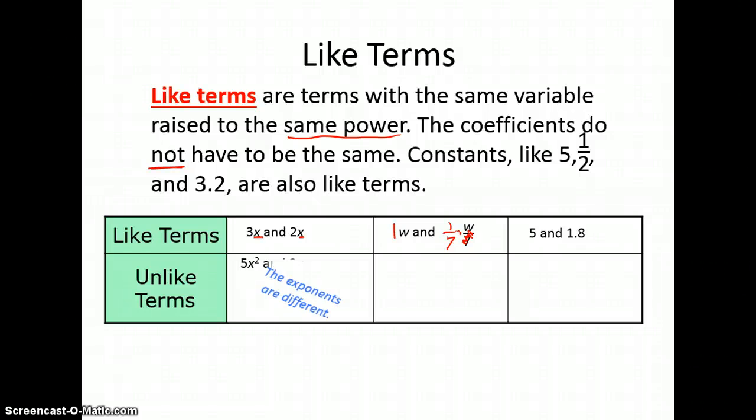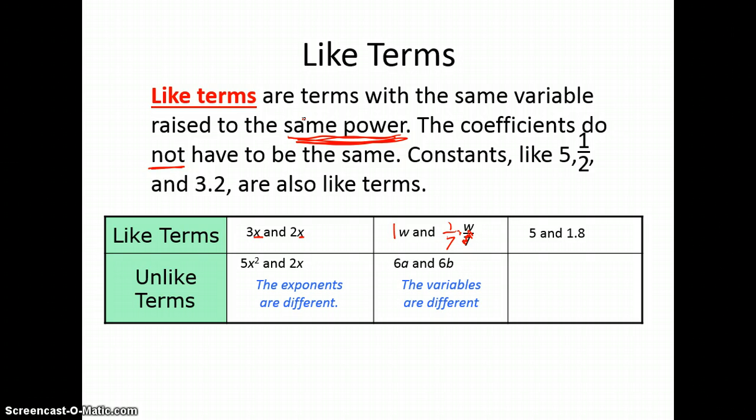Let's look at some non-examples. 5x squared and 2x are not like terms because the exponents are different. Remember, we said like terms have the same variable raised to the same power. 6a and 6b are not like terms because although they have the same coefficient, they don't have the same variables. And 3 2/10 and n are not like terms because one has a variable, n, and the other term does not have a variable, so they can't be combined.